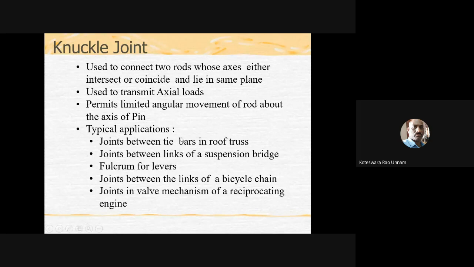Then the typical applications for this knuckle joint are in that video. If you observe, he has given automobiles, then robotics, and some other applications. In addition to those, you can use these knuckle joints in joints between tie bars of roof truss, joints between links of suspension bridges, fulcrum of levers, joints between the links of a bicycle chain, and joints in the valve mechanism of a reciprocating engine. So these are some more applications of the knuckle joint.